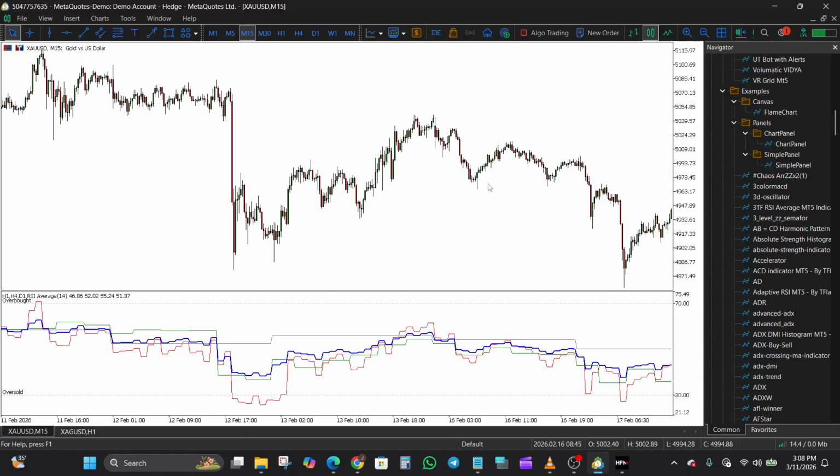Remember that no indicator guarantees profit, so always pay attention to confirmations, and do not neglect risk management. It's very important.